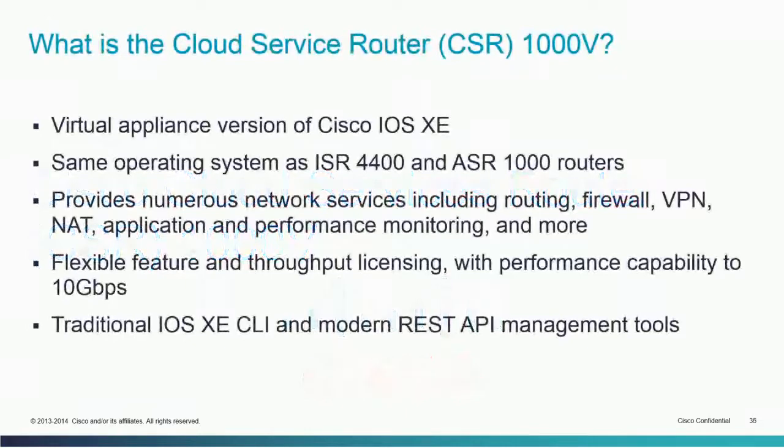So what is the Cloud Services Router 1000V? Otherwise it's called the CSR 1000V. Well, if you're kind of hip to the Cisco lingo, you know we are a big fan of acronyms, and it fits in with the ISR and the ASR series routers. So the ISR 4400 series router and the ASR 1000 series router, both of those run iOS XE, and that's kind of our latest and greatest routing operating system on the routers. And the CSR now is that exact same software platform turned into a virtual appliance.